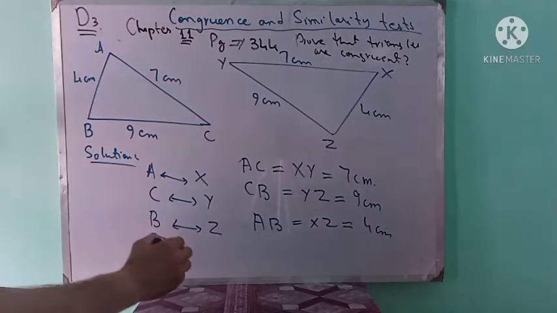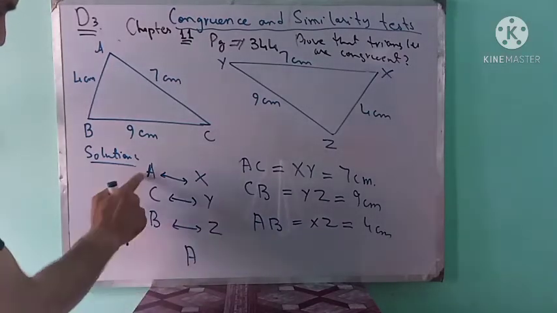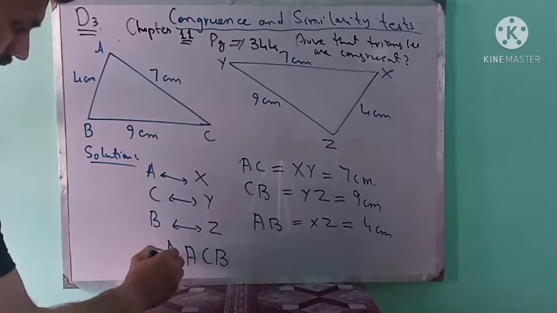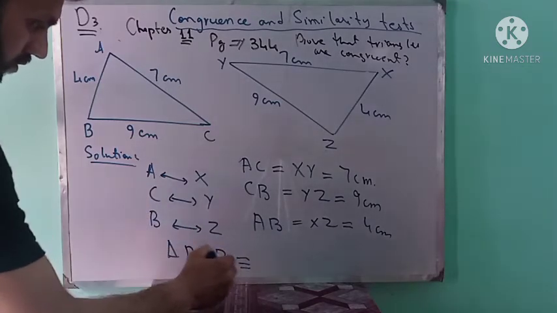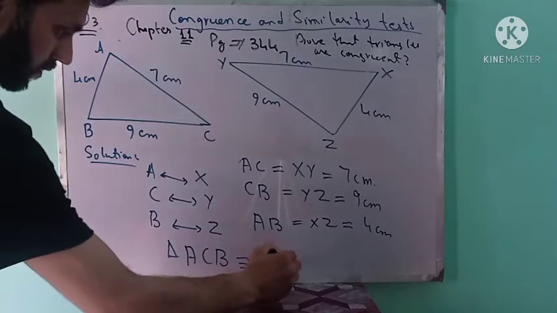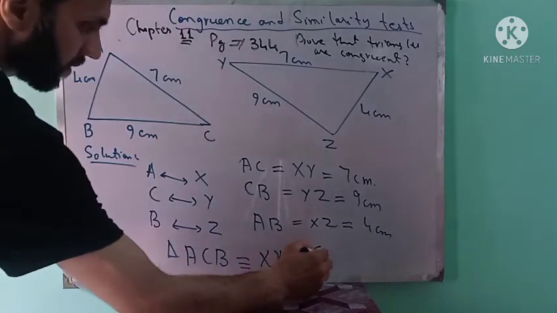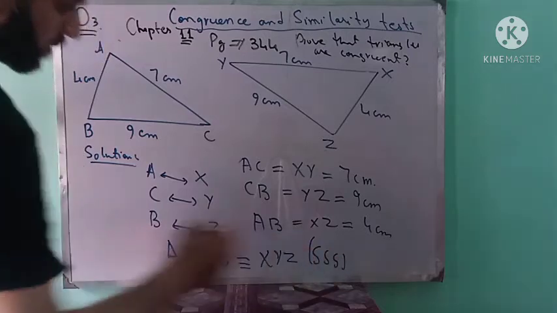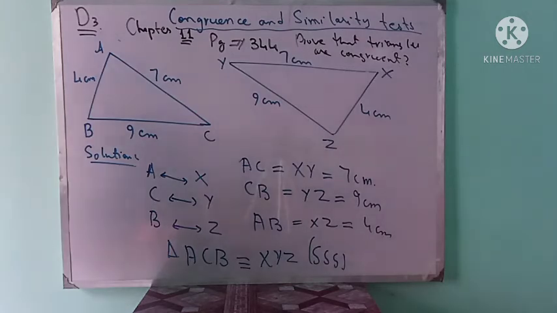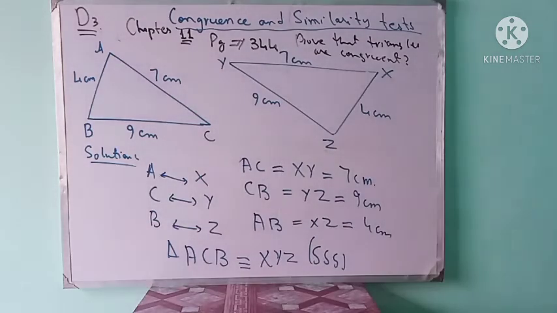So we can say that triangle ACB is congruent to triangle XYZ. In brackets you write SSS, right? So we have proved that these two triangles are congruent. So now move towards the second test, right?